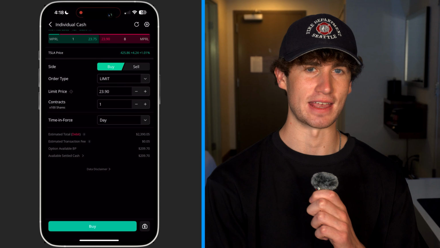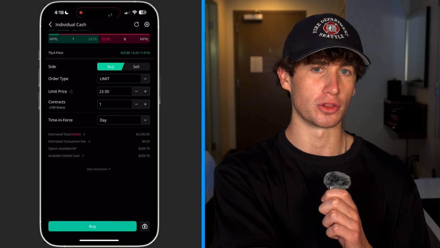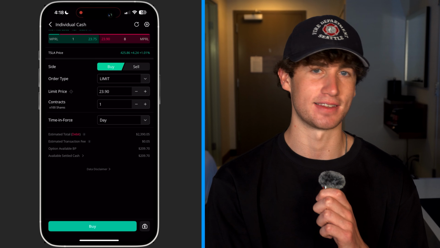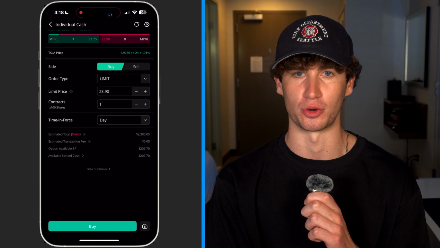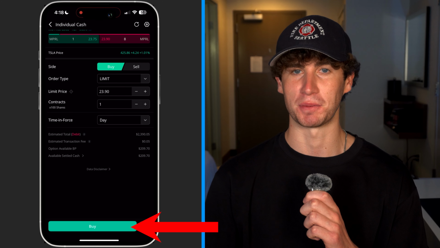This is just an example, and I don't have enough cash in this account to buy, but when you're going through the real order process, you need to make sure this amount is at least the same amount as the estimated order total shown. Then hit buy, double check the order details, and hit confirm to place your order. When the order fills, you're officially in the trade, but don't get trapped.